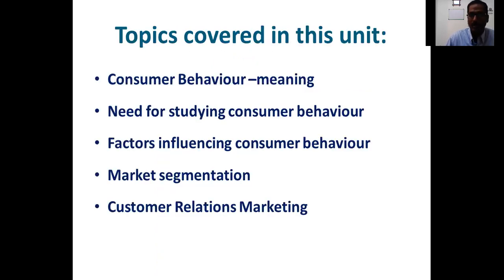The topics covered in this unit are consumer behavior, its definition and meaning, and why we need to study consumer behavior. Then the factors influencing consumer behavior, like social factors and all kinds of factors which influence consumer behavior. Then market segmentation. From the word segmentation, you will understand it is like dividing, segmenting our target market.